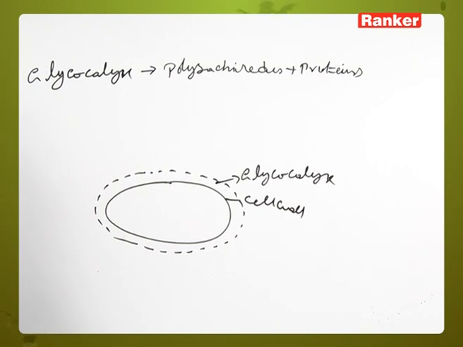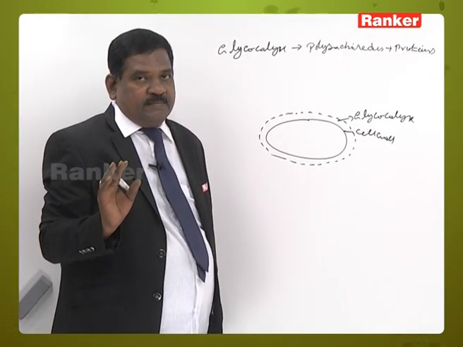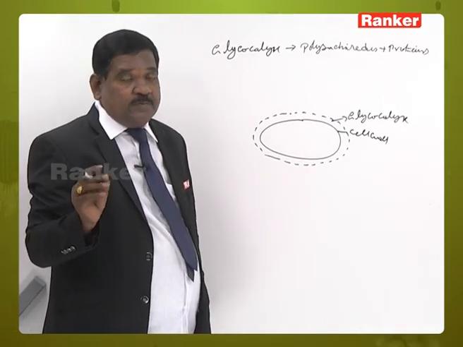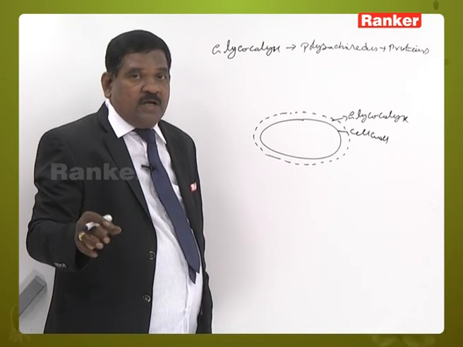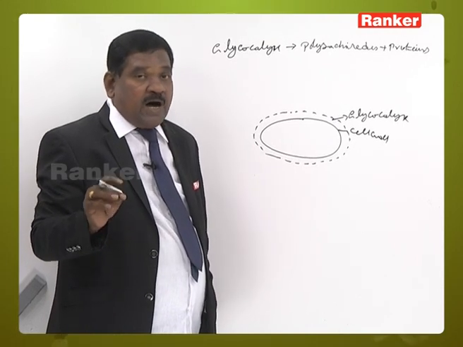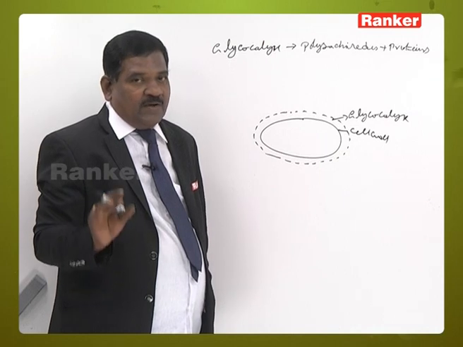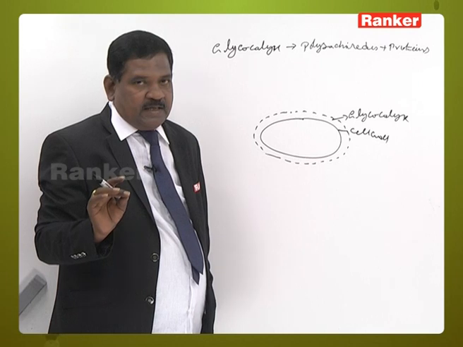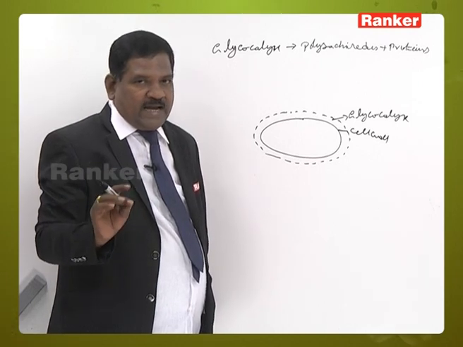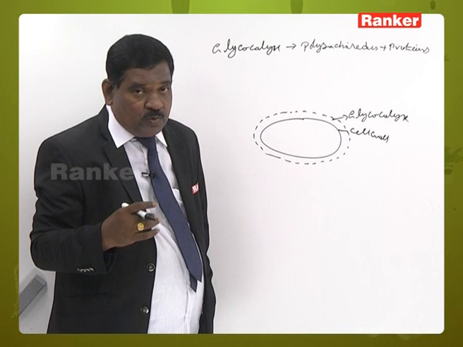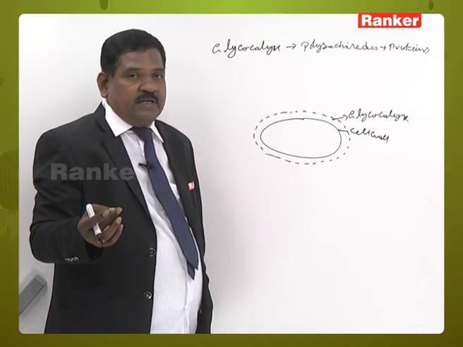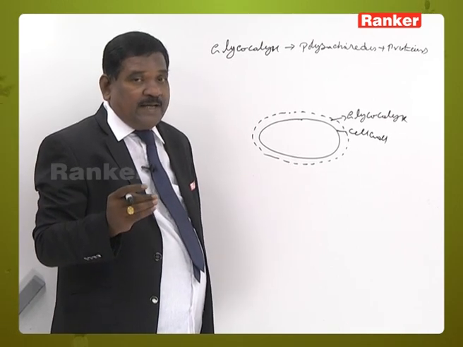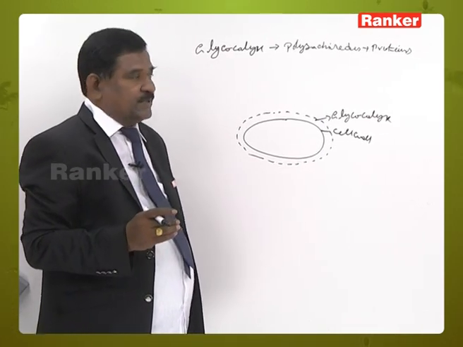The main function of glycocalyx is attachment. It helps the bacterium to attach either to the host tissues or to the substratum present in the aquatic environment. Based on how it attaches to the cell wall, it is of two types.